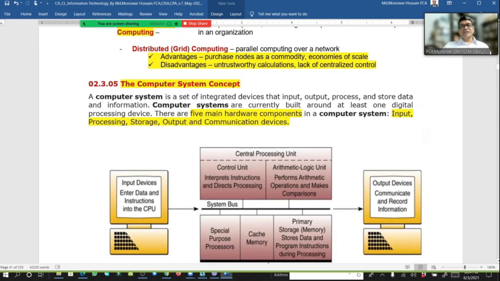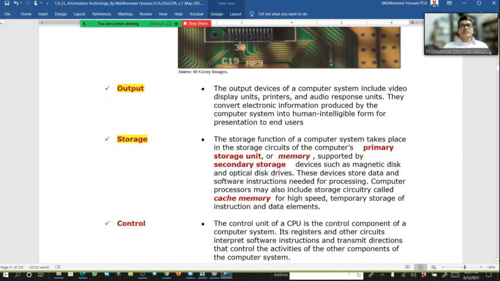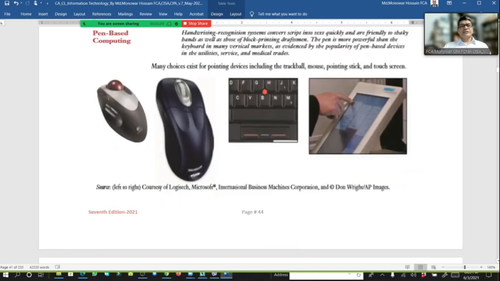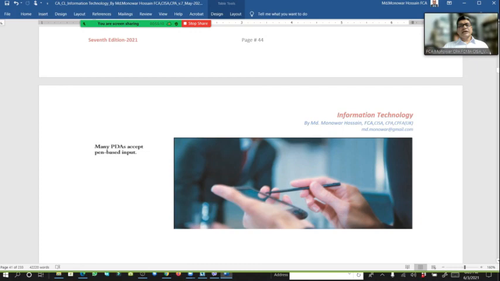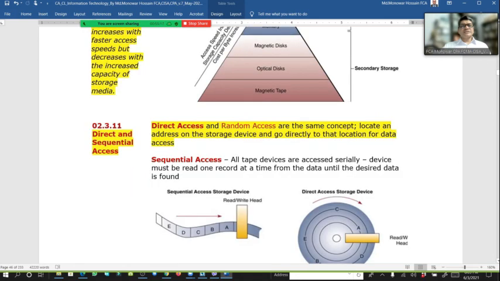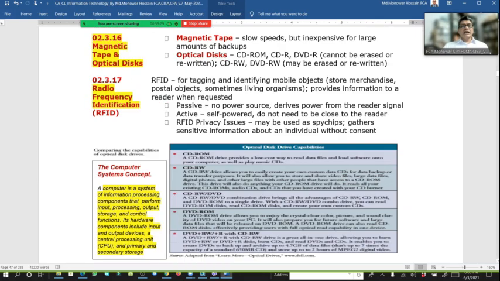There are 5 main components of a computer system: input, processing, storage, output, and communication devices. And we described it here, but shortly. And we have seen different types of output technology, input technology, and we have seen storage, RAM, ROM, and also the computer storage fundamentals. We have seen here what is binary, what is a bit, what is a byte, etc. And this is the end of the chapter.